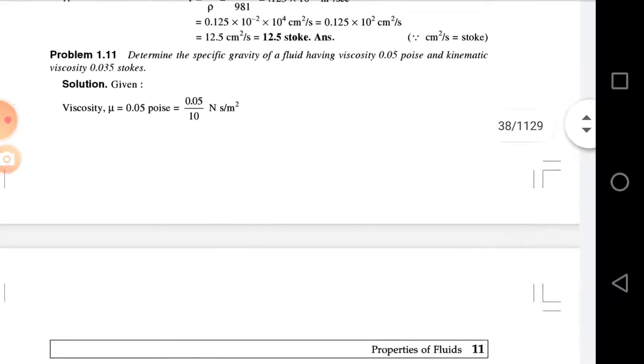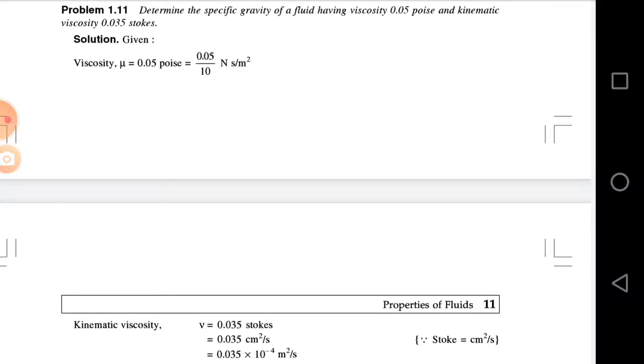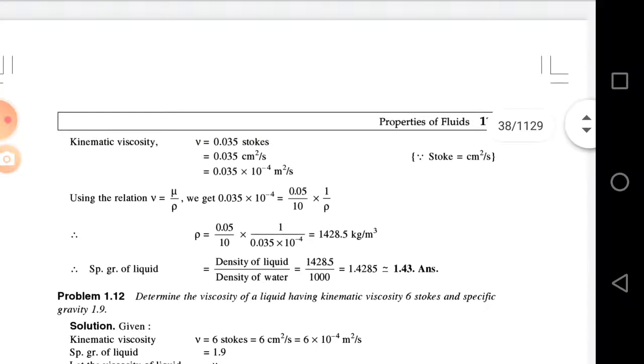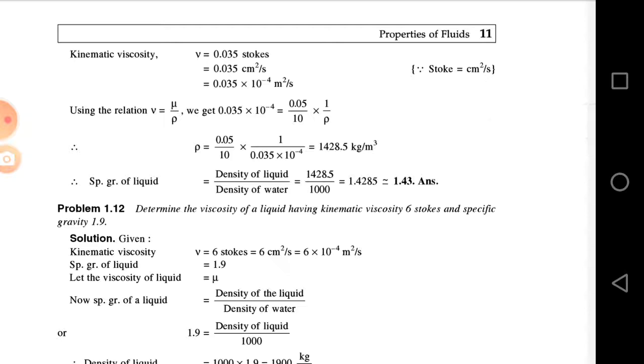Another simple problem. Determine the specific gravity of a fluid having viscosity of 0.05 poise and kinematic viscosity 0.035 Stokes. So viscosity mu is 0.05 divided by 10 Newton second per meter square. Kinematic viscosity is 0.035 centimeter square per second. So using the relationship nu is equal to mu by rho, you get rho is equal to 1428.5 kg per meter cube.